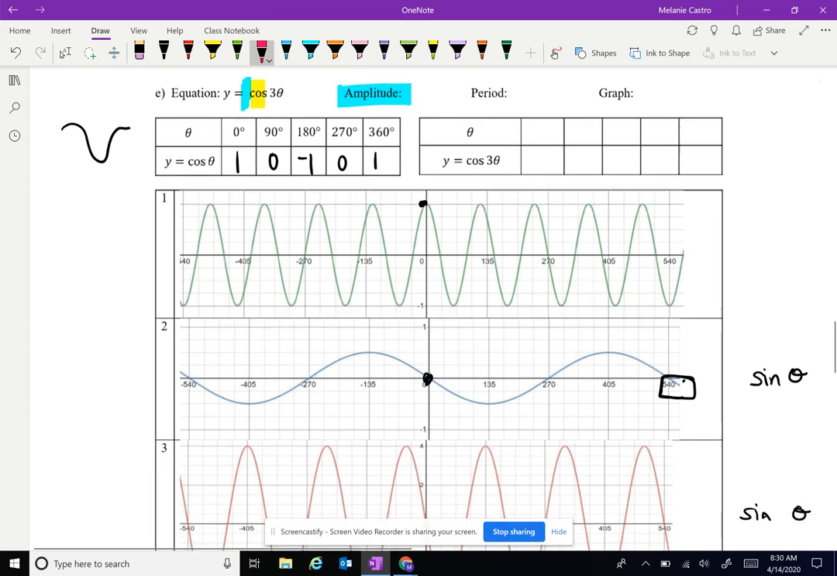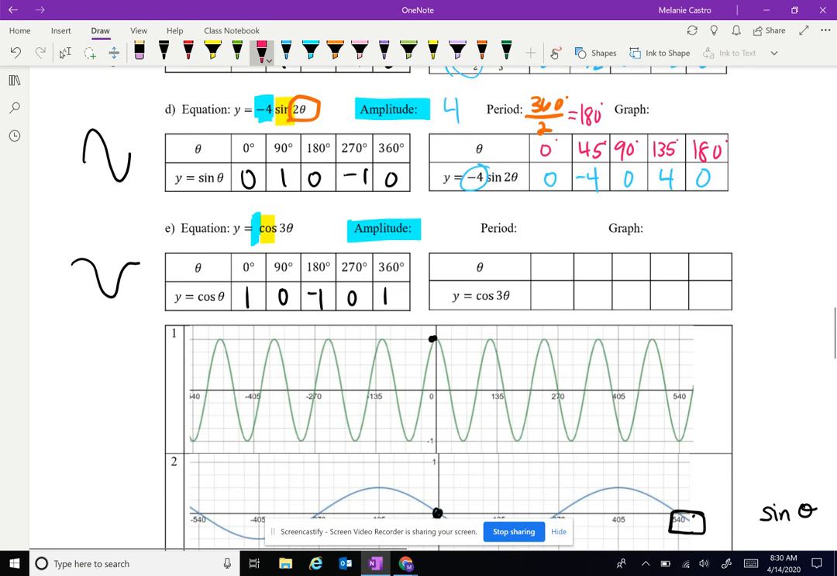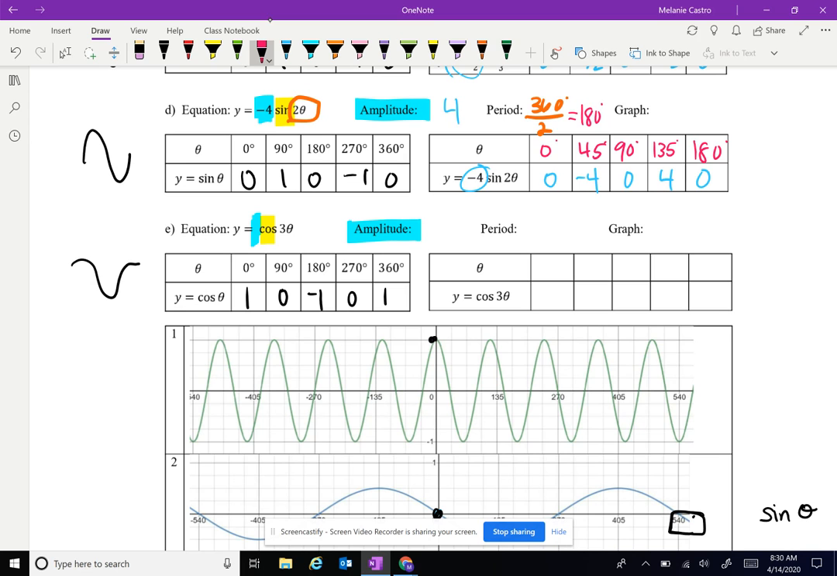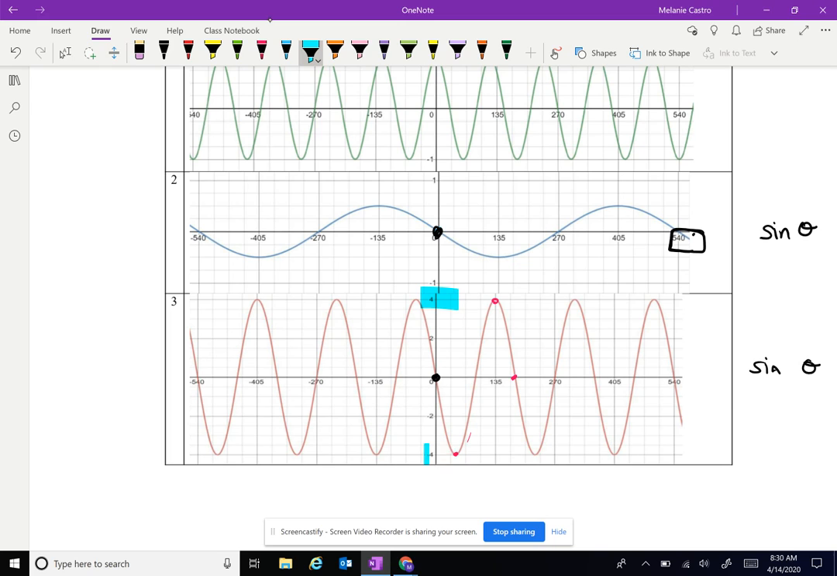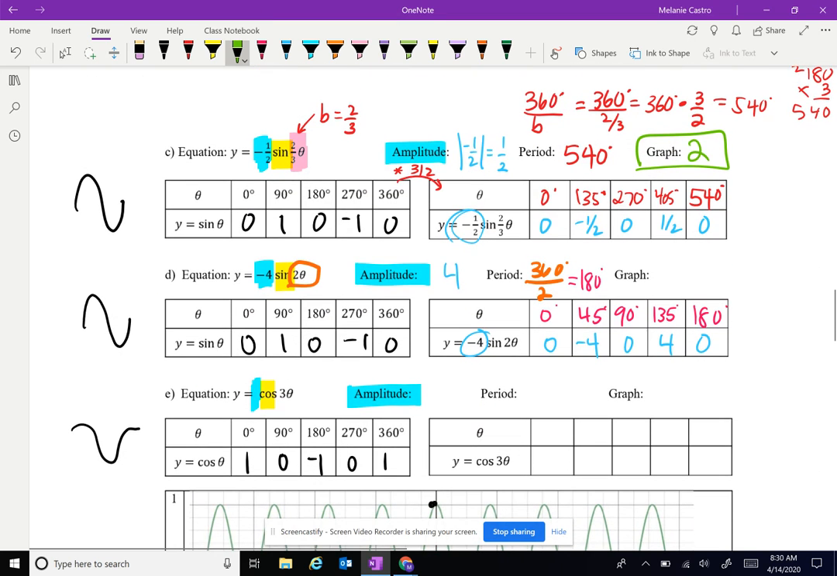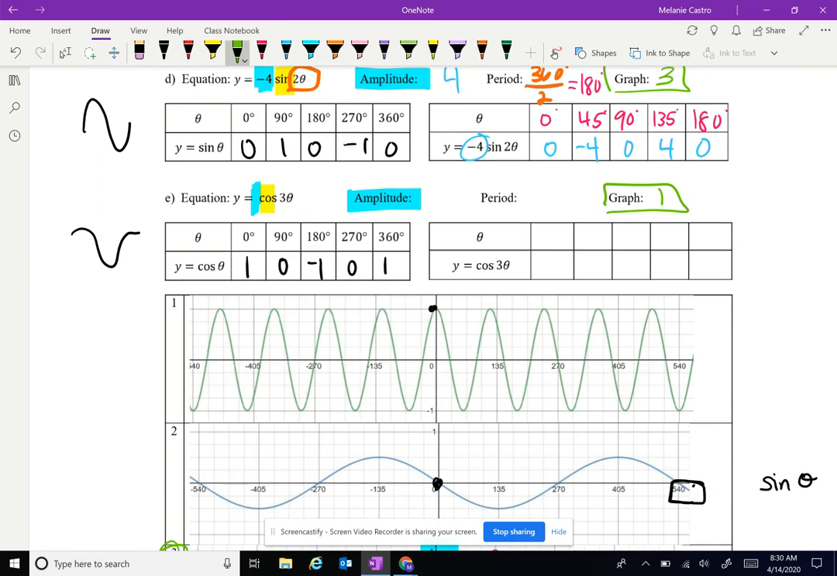Okay. So does that match what we see here for our sine wave? Is it cut in half? And does it do one full cycle after 180 degrees? For its amplitude, is it wiggling back and forth between 4 and -4? So that's graph 3, right? So that matches graph 3. And by default, that should be graph 1. But we have to recognize that sine pattern or sine wave.